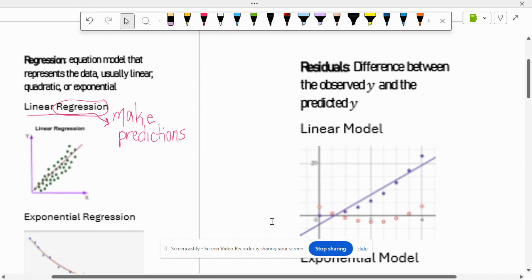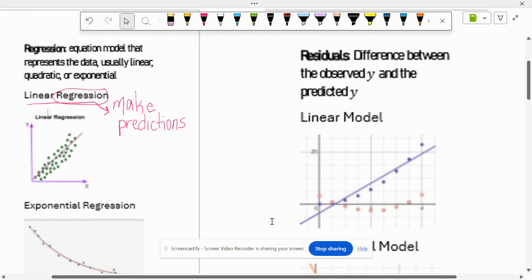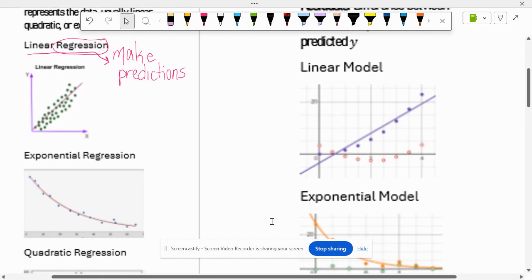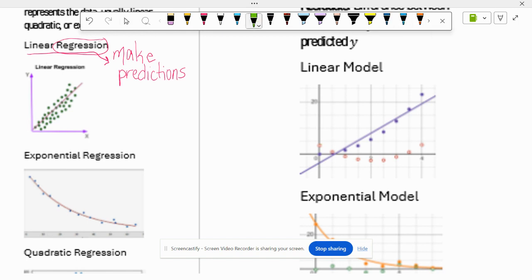The residual is the difference between the observed y and the predicted y. So in my linear model, and this is where I was really wanting you guys to color because yours is all black and white, right? I wanted you to identify with a different color what your residuals were, just so you could see them. So maybe use your different colored marker, highlighter, whatever. Color the residual plot so you know which ones are the residual points compared to the observed data points.